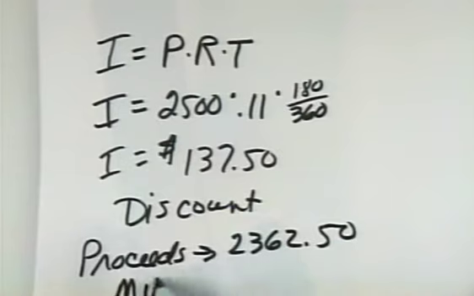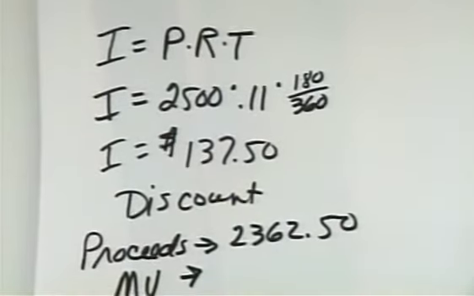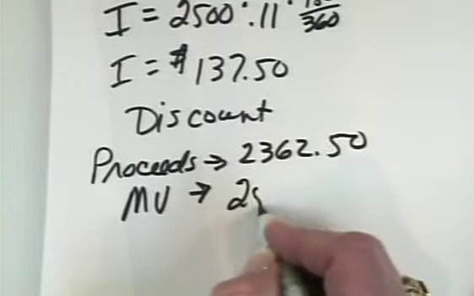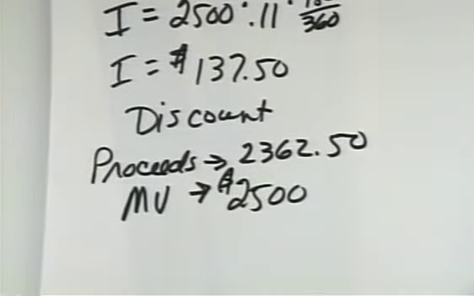2,362.50. Maturity value. How much is the payor going to pay to the payee? $2,500. That's right. Maturity value is equal to the face value of the note. Okay? This is kind of a real way these happen.